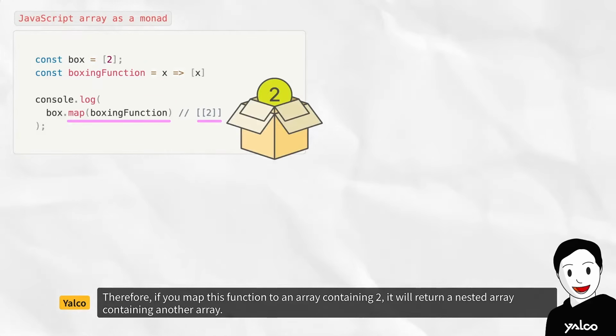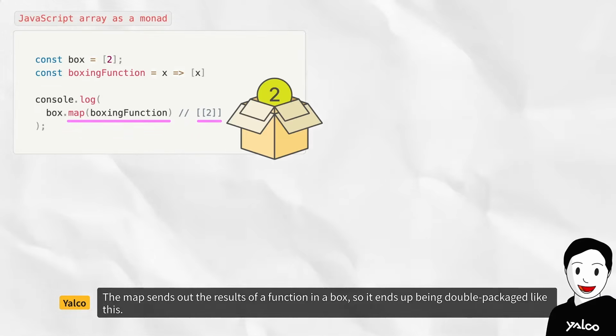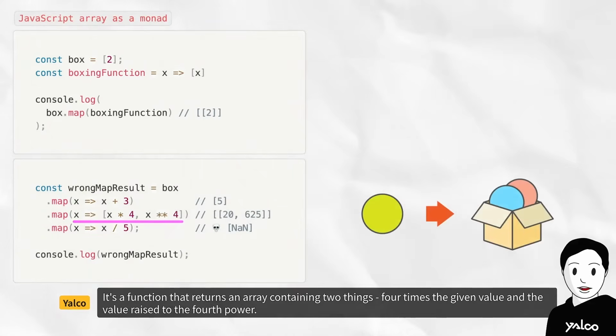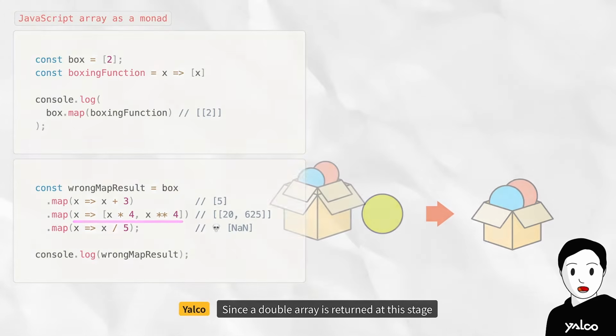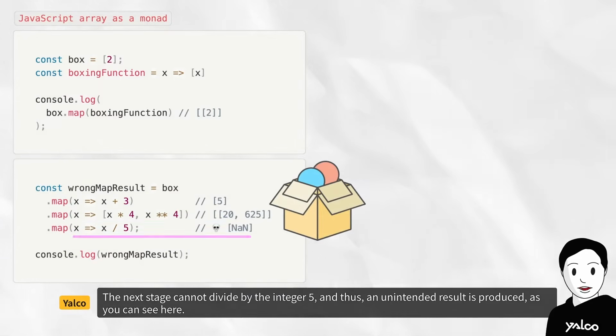Therefore, if you map this function to an array containing 2, it will return a nested array containing another array. The map sends out the results of a function in the box, so it ends up being double packaged like this. In the example we just saw, I modified one of the mapped functions like this. It's a function that returns an array containing 2 things, 4 times the given value and the value raised to the 4th power. Since a double array is returned at this stage, the next stage cannot divide by the integer 5, and thus an unintended result is produced, as you can see here.